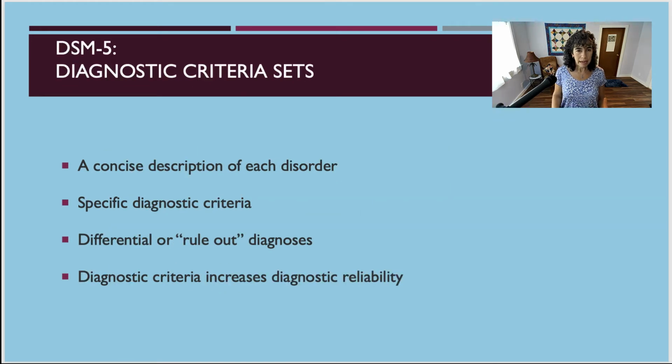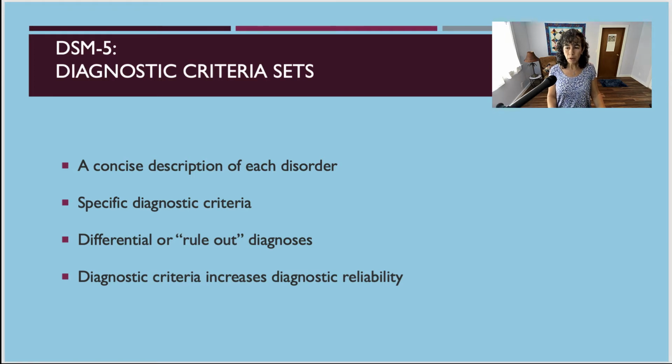The second aspect is called the Diagnostic Criteria sets. So three aspects, this is the second one. It is a concise description of the disorder. It has specific criteria, and we're going to look at an example so you can see this. And then it will have this other piece, which is the differential or rule out diagnoses.